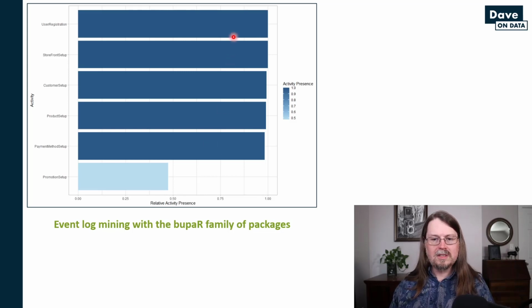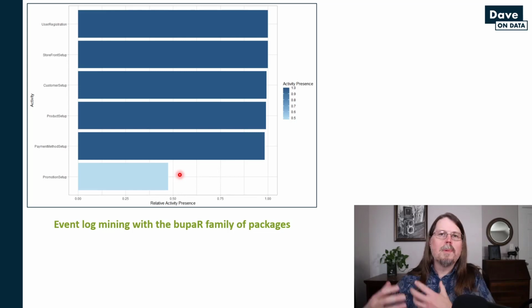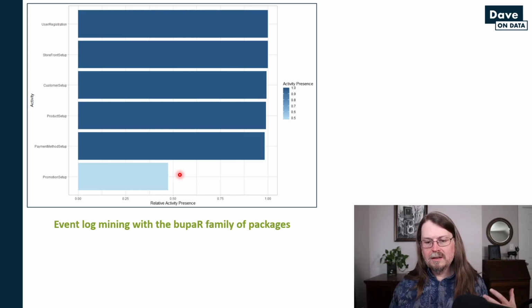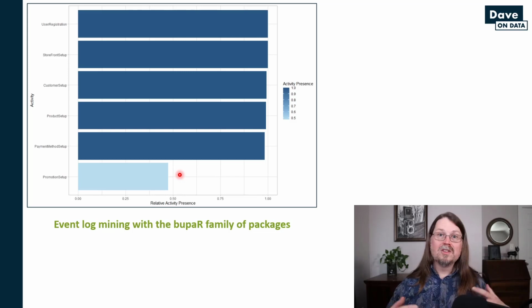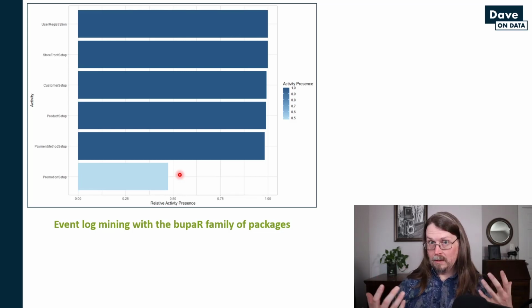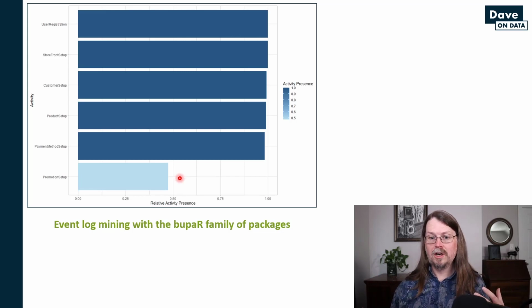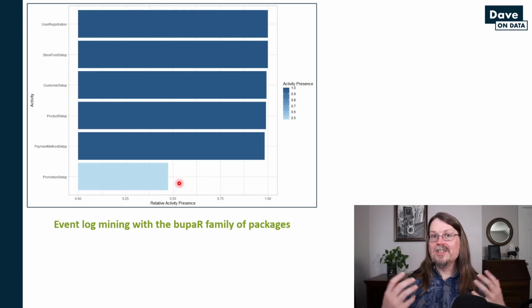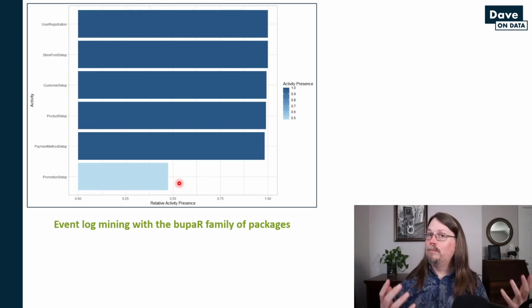For example, you can see that these first 5 activities are done by almost 100% of all users. But this last one, setting up a promotion, is only done less than 50% of the time. As a product manager, that might be important to you. If you're the product manager that owns this particular feature, you would be very, very interested in this data. So that's one thing that you can do quickly and easily with bupaR, but there's more.